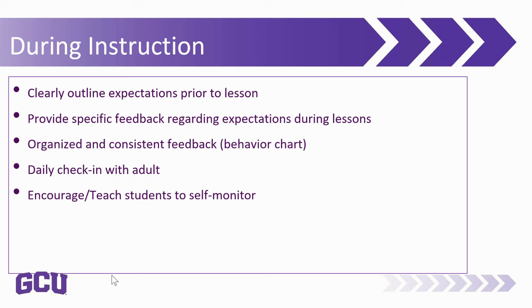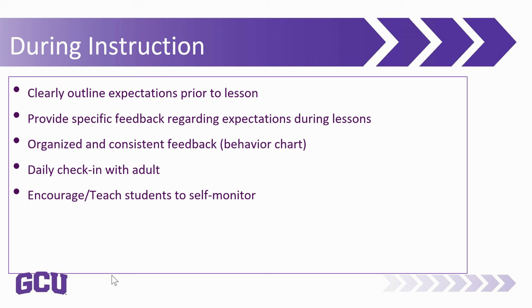If your goal is to change behaviors during instruction, clearly outline your expectations for the students prior to lessons. Provide specific feedback regarding your expectations to the student during the lessons. Provide organized and consistent feedback. This might be a behavior chart. Oftentimes I might fill in their behaviors. I give them a 3 for excellent behaviors, a 2 for appropriate but could do better, and a 1 for needs improvement, and I might rate the students the first couple of weeks.